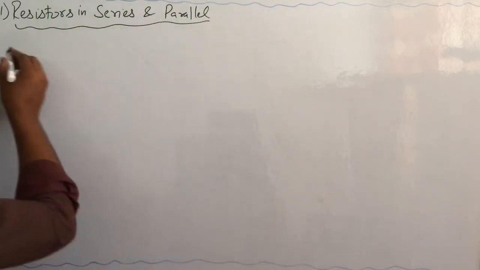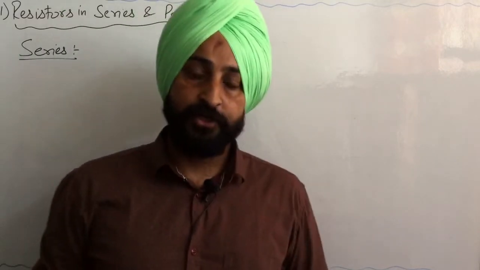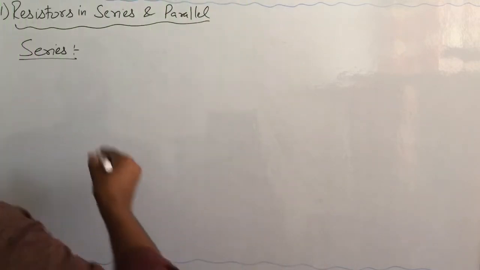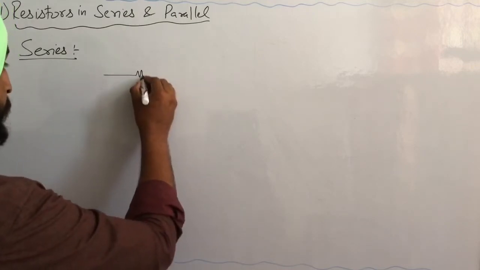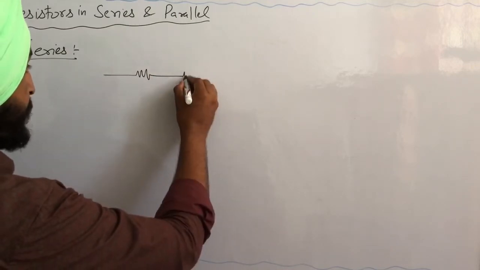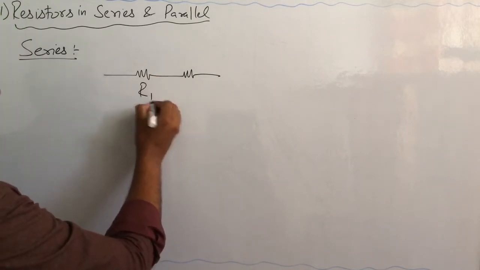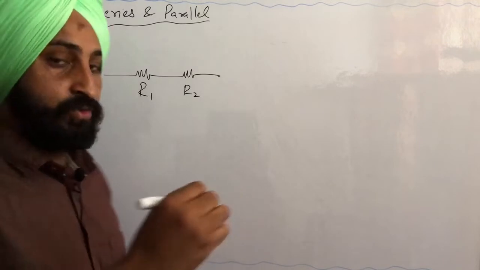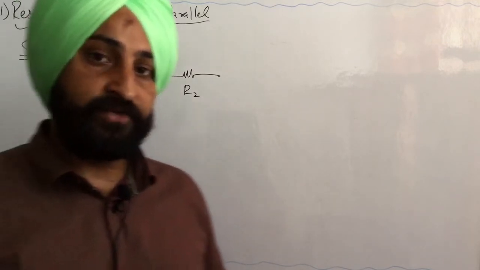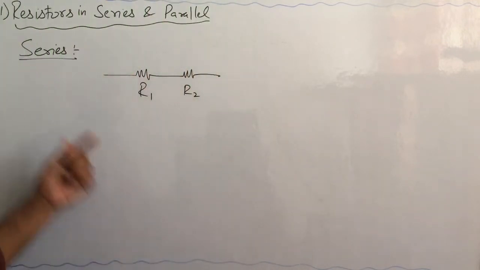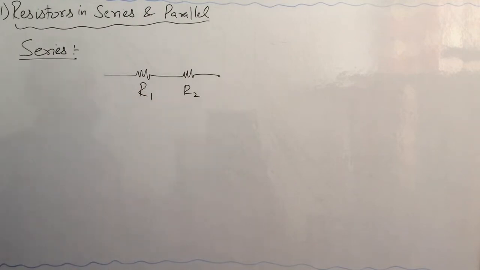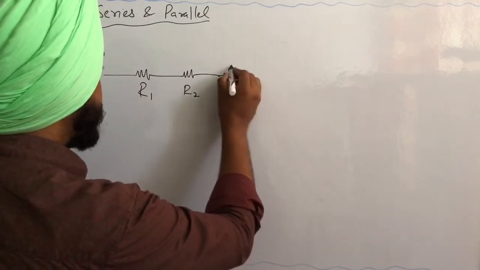So let us start with series connection. The connection is said to be a series connection when a second resistor is connected at the end of the first resistor. Like I have one resistor over here, and the second resistor is connected at the end point of the first resistor. This is resistor 1, this is resistor 2. Such a connection we call connected in series. In this way a number of resistors can be connected together.